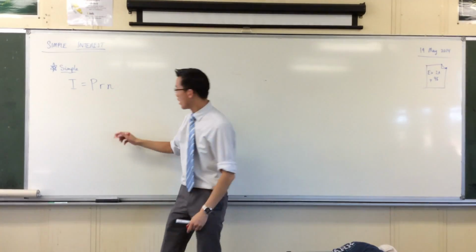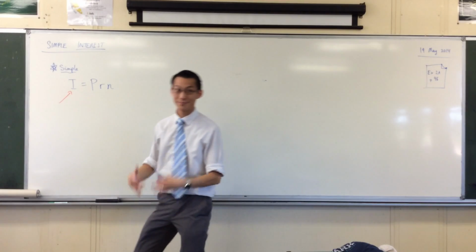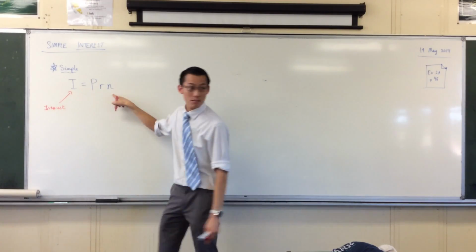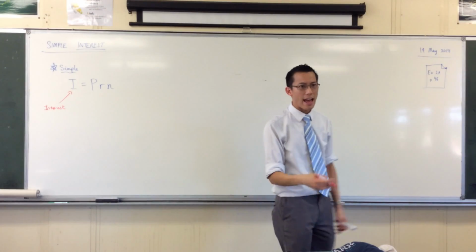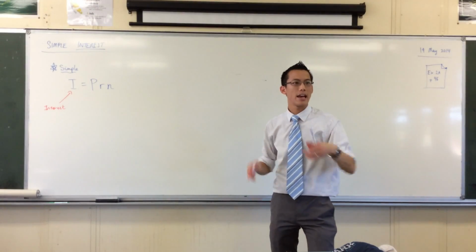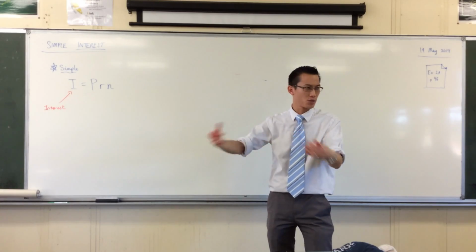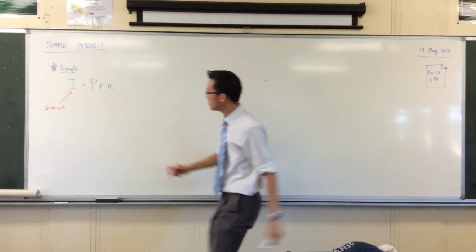What are the pieces here? Well, I stands for interest, right? So this formula, once we put all of the bits and pieces in on the right-hand side, is going to calculate how much that excess amount is, the extra bit, quite apart from how much your actual thing costs. Okay. P?